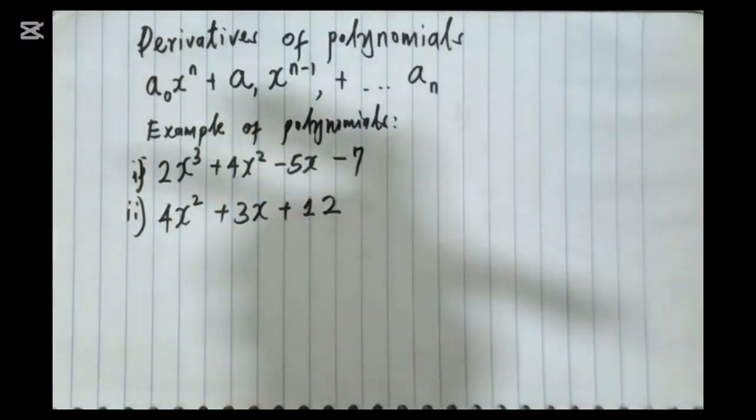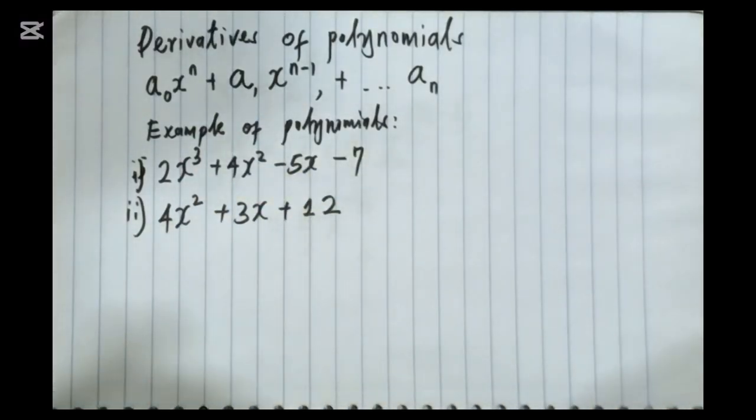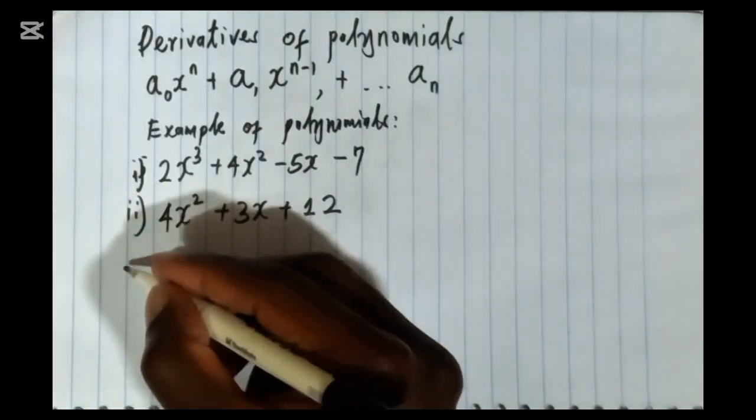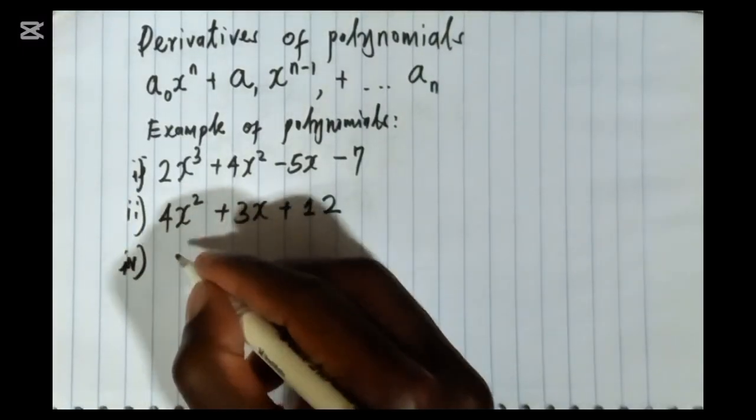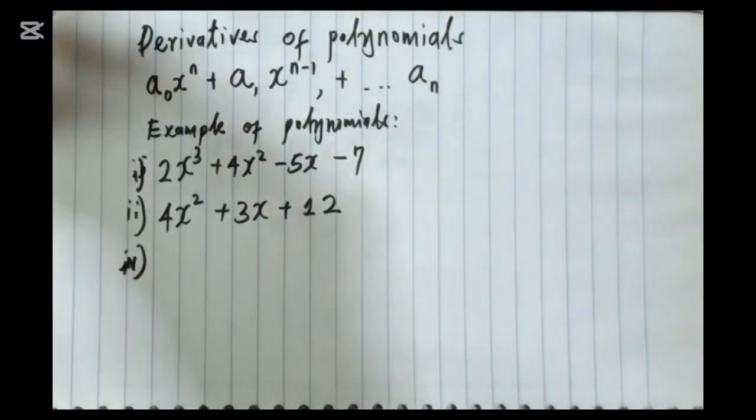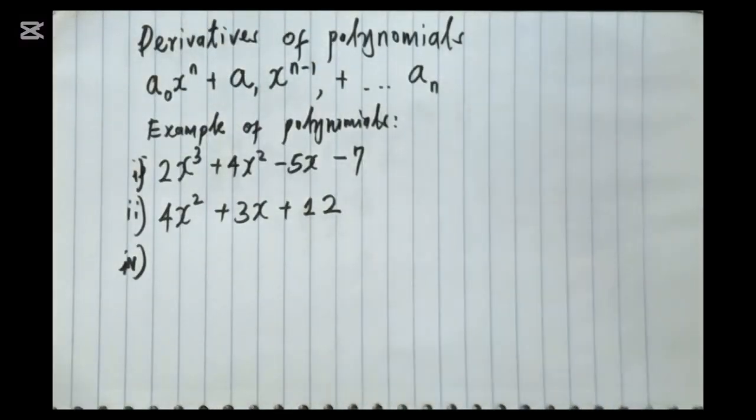We can also do the same with a polynomial of order 4. A polynomial of order 4, you can already guess, will begin with the highest power of x being equal to 4.